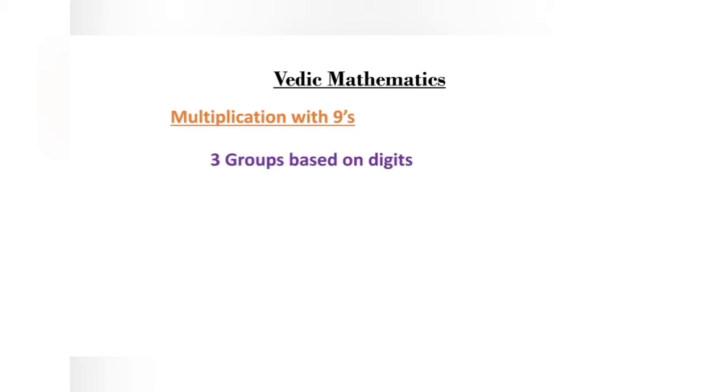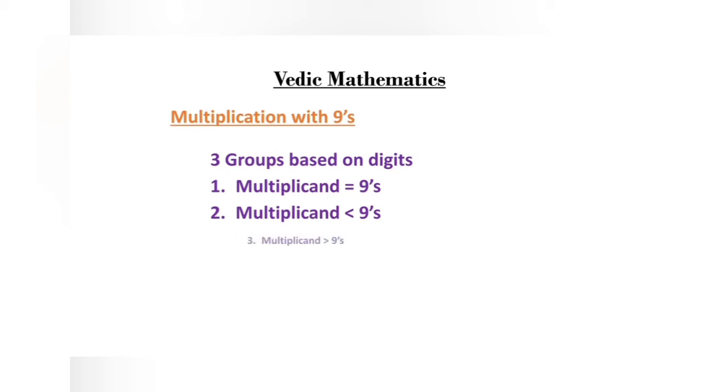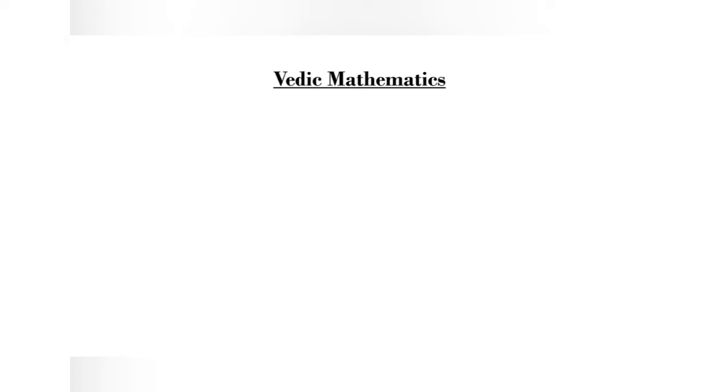Now we will see multiplication with nines. The multiplication with nines can be grouped into three groups based on the number of digits in nines. Group 1 is when the multiplicand and nines have the same number of digits. The second group is when nines have more digits than the multiplicand. The last one is when the digits in nines are fewer than the digits in the multiplicand. We will see each group individually, starting with the same number of digits.